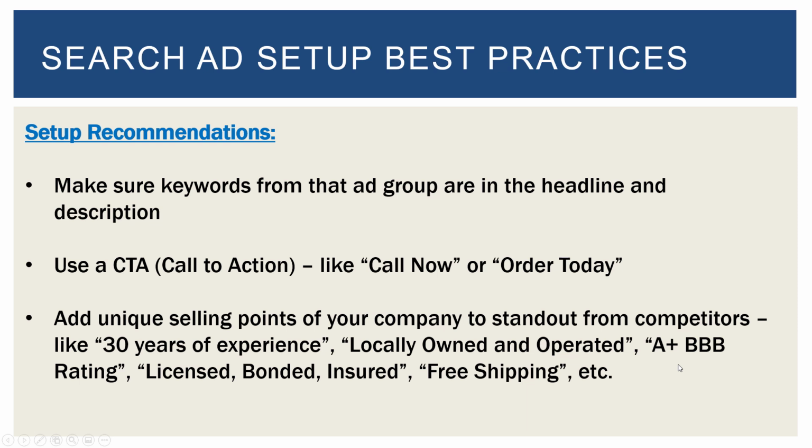So you want to make sure that your keywords from your ad group, those are in the headline and the description. So going back to the running shoes example, you have running shoes keywords in your ad group. You want to make sure running shoes is in the headline, typically the first spot, and ideally mention it in the description as well. You also want to have a strong CTA, which is a call to action.